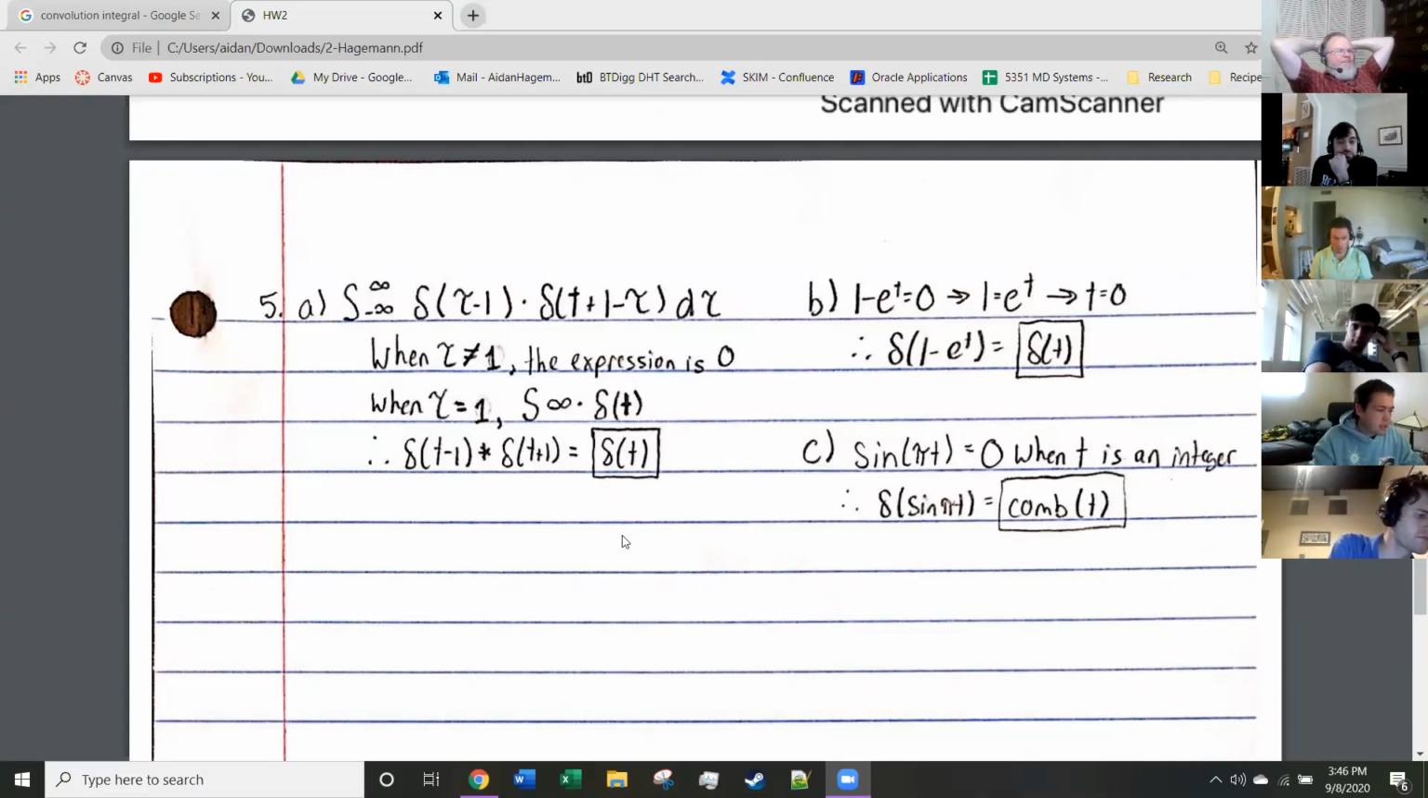Yes. And so my logic for this was, okay, when tau doesn't equal 1, the expression is 0, because these two functions only exist at 1. But when tau equals 1, this first expression, I think, was infinity. And then this expression becomes, at tau equals 1, delta t. This was the part I was kind of confused about. I had the integration of infinity times delta t, d tau, but I was pretty sure that this would just be delta t. And I guess I was right. I wasn't too sure about that, but I got lucky, kind of.